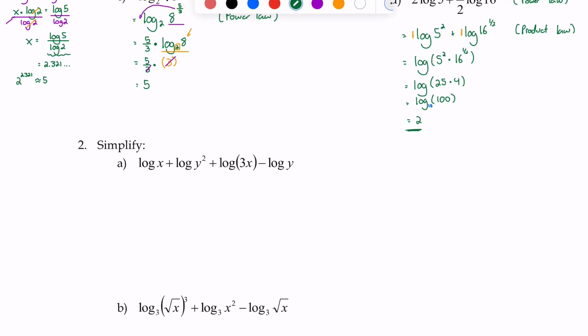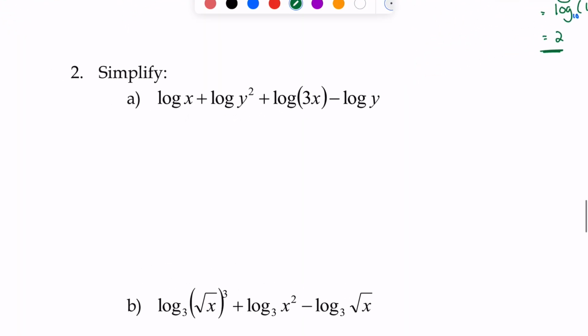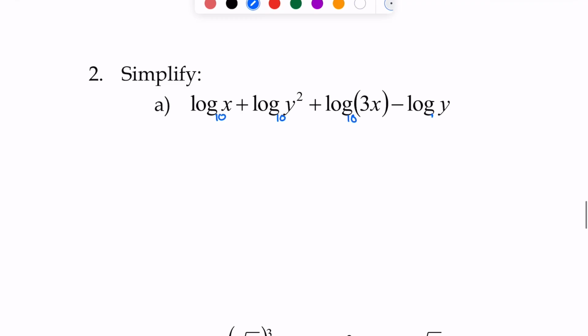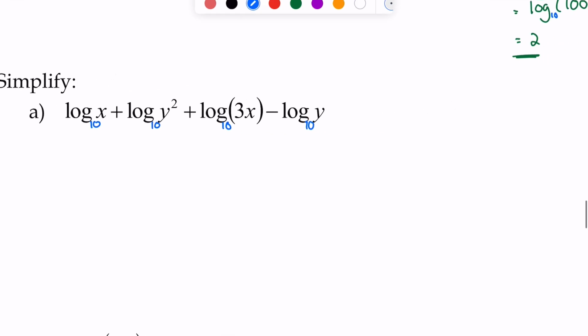Question 2, simplify. Well, we have an addition, another addition, and a subtraction here. How can we approach this problem? Because all of these logarithms have base 10, that one's also 10, you can expand your product law and your quotient law.